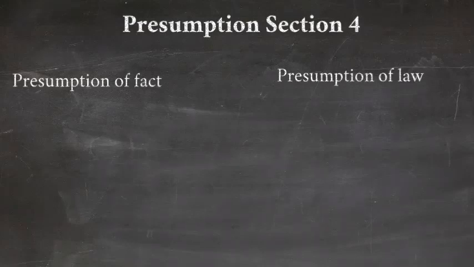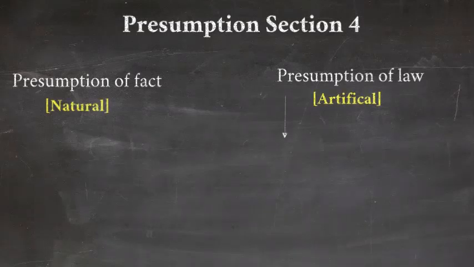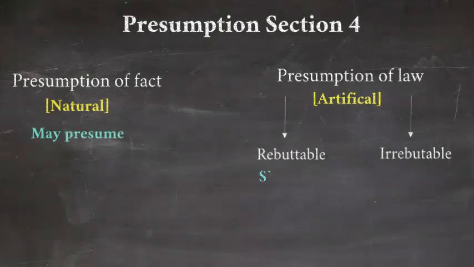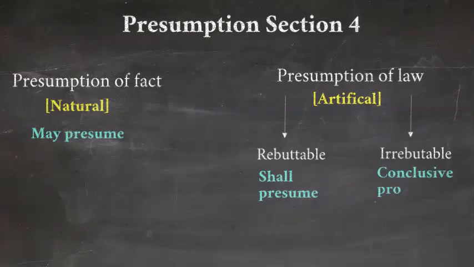So let us understand the bifurcation of presumption under the Indian Evidence Act. Presumption is divided into presumption of fact and presumption of law. Presumption of law is further divided into rebuttable and irrebuttable. Presumption of fact would be "may presume", rebuttable presumption of law would be "shall presume", and irrebuttable presumption of law would be "conclusive proof".